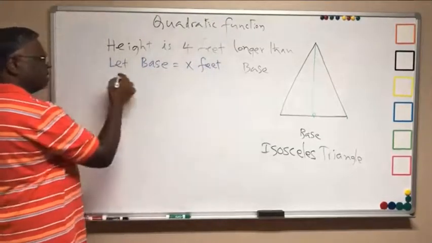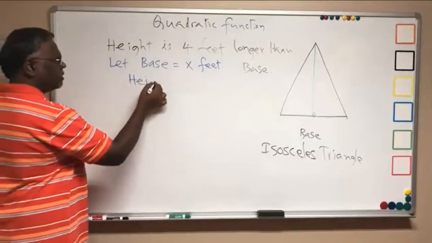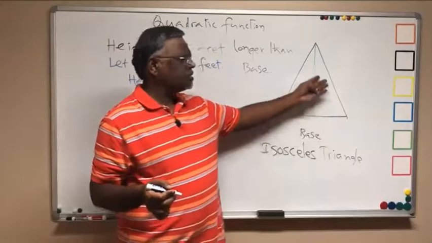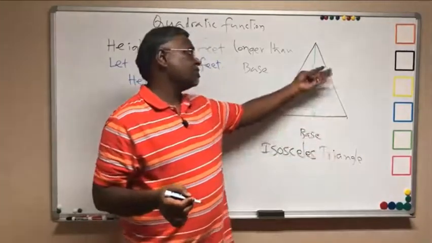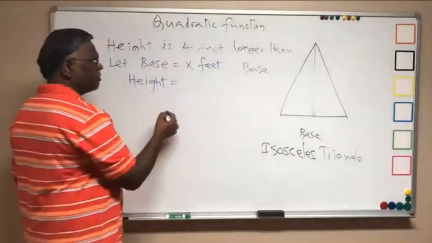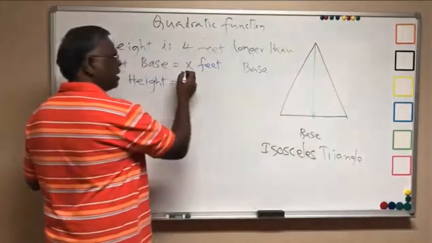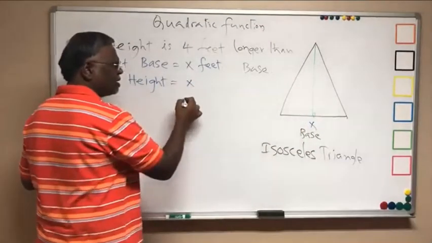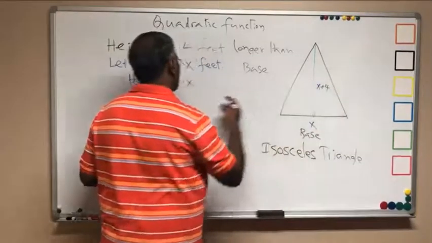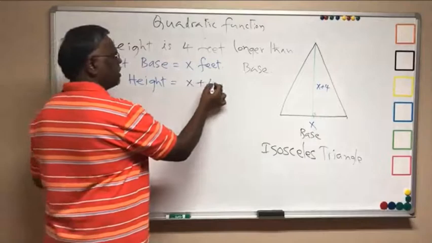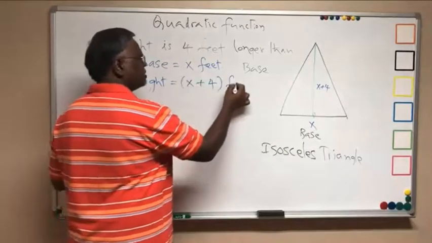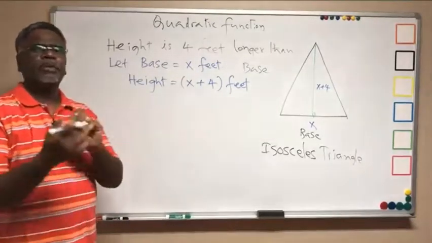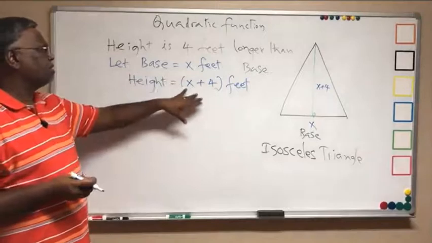If the base is x feet, what is the height going to be? Like I showed in the examples just now, if the base is 10, the height is 10 plus 4; if 15, it is 15 plus 4. So whatever your base is, here the base was x, to that x I'll just add 4. So my height is going to be x plus 4. This is also in feet.